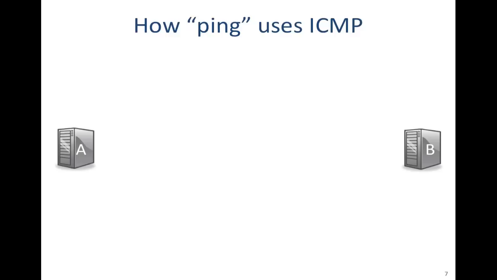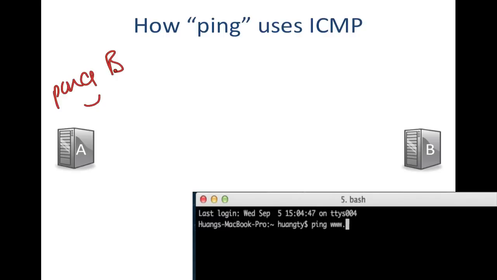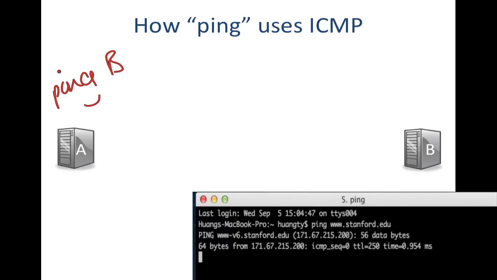Okay, you've probably used the ping command before, and ping is used just to test the liveness of another host, and it also checks that we've got connectivity to that host. So imagine that we're sending a ping message from A to B. So we're sitting at A, and we run the command ping B. Right? And you've probably done this. If you haven't, just try this on your computer. Pick the name of a computer, like www.stanford.edu, and just type ping www.stanford.edu.